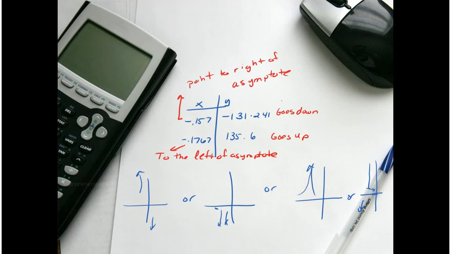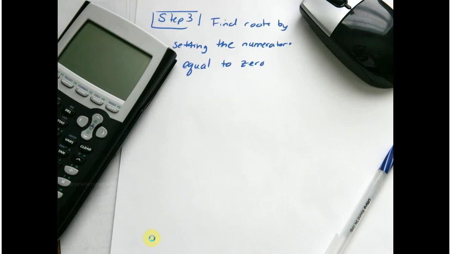So look at my possibilities of graphs here. Going down a little bit to the right of the asymptote and up to the left is this picture right here. This picture is incorrect because it's going down, down. This picture is incorrect because it's going up, up. And this picture is incorrect because it's going down before, up after. So these three are wrong, and this graph on the left is correct.